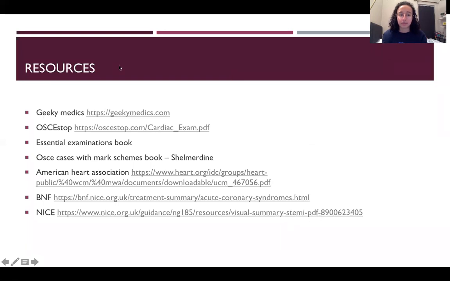These are the resources I would really recommend for OSCEs. Geeky Medics, OSCE Stop honestly got me through essential examinations that absolutely everyone has. And this is quite good for practicing history taking, OSCE cases and mark schemes. It's one of the books.